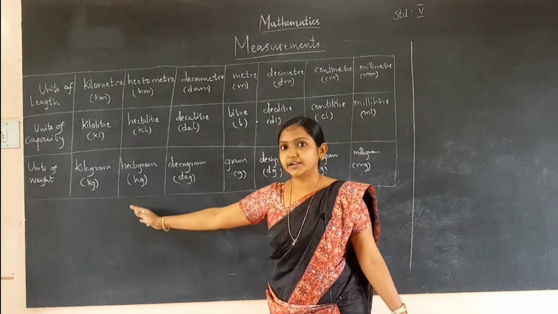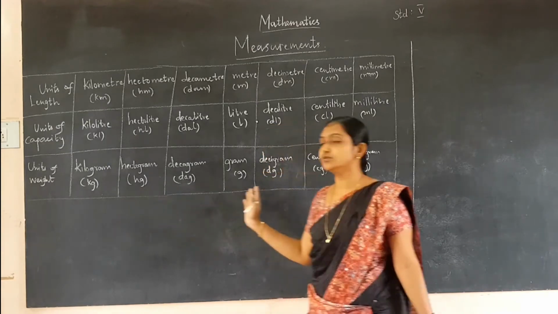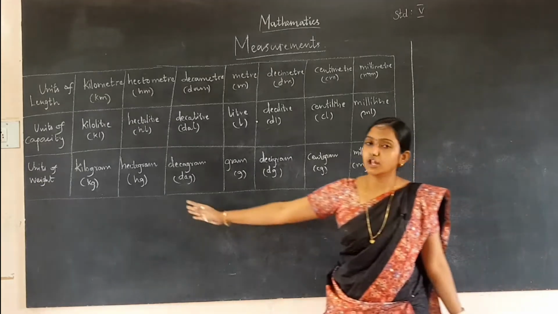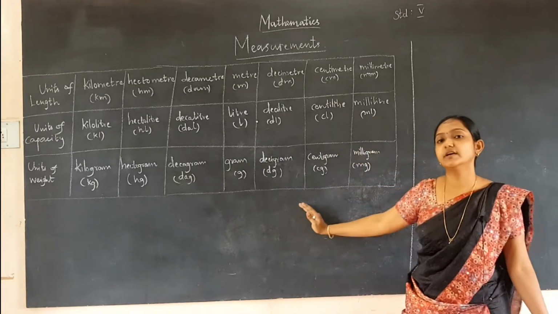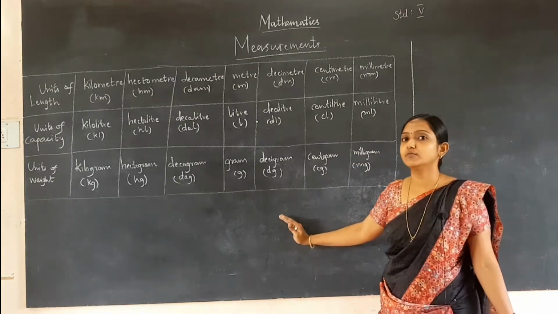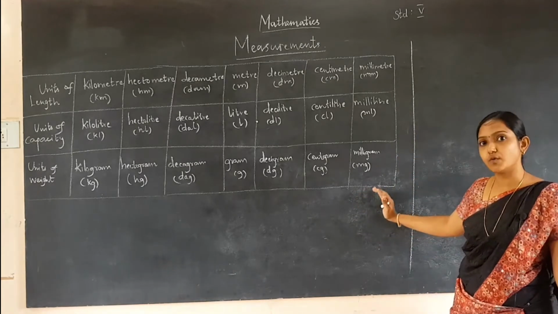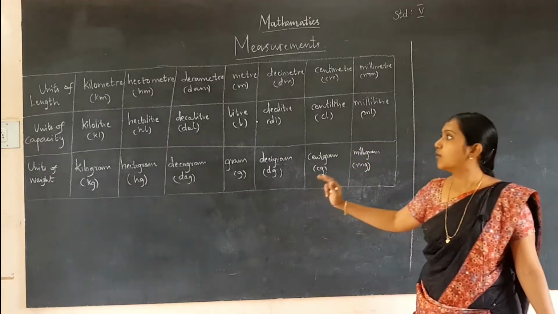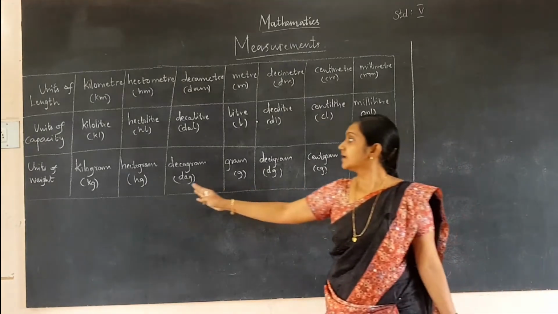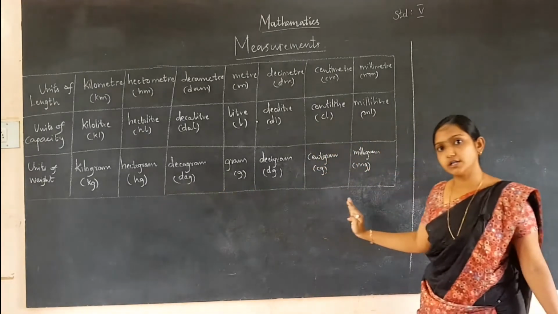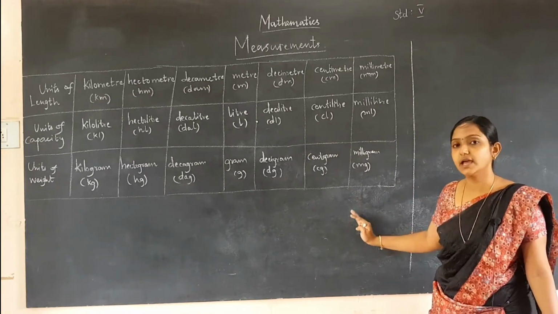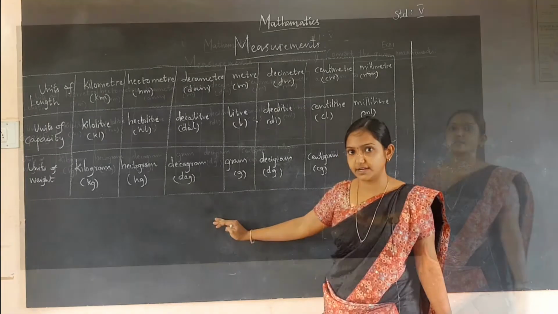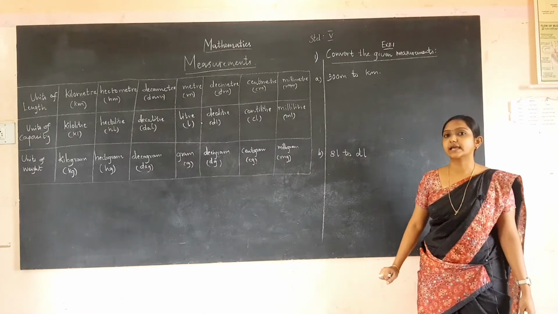We have arranged them from larger to smaller units. While converting from a larger unit to a smaller unit, we have to multiply, and while converting from a smaller unit to a bigger unit, we have to divide. Now we are going to solve exercise 8.1.